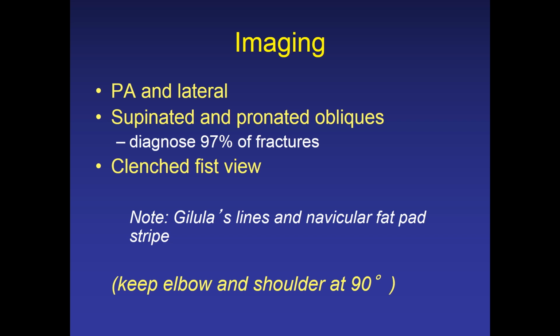So just looking at the imaging again, we said a PA and a lateral X-ray. Remember to keep your elbow and your shoulder at 90 degrees to get your proper views. Your supinated and your pronated obliques. And they say that this should diagnose 97% of fractures. You can also do a clenched fist view to distract the fracture or to show you whether there might be a scapholunate injury which is maybe causing the pain.